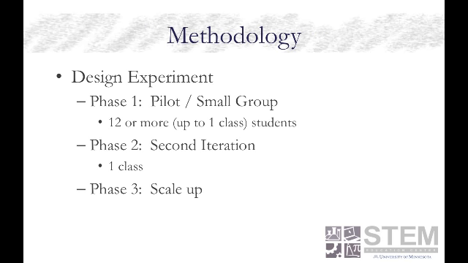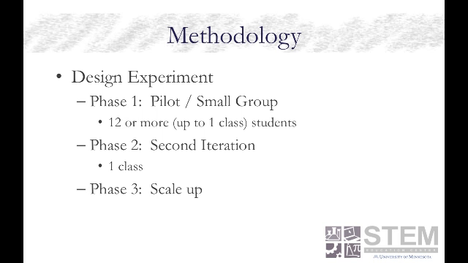So the methodology that I would plan for this would be a design experiment. In the first phase, I would start with a small group, potentially 12, which would be 3 or 4 groups of 3 or 4 students, possibly up to one class of students, depending on how things panned out. But just to give them some of these activities and to observe how the activity goes. The second phase, the second iteration, would be to make some modifications based on the things we found in the pilot or small group study, and then to start looking at the learning gains of those students.